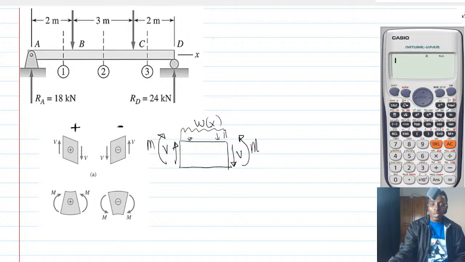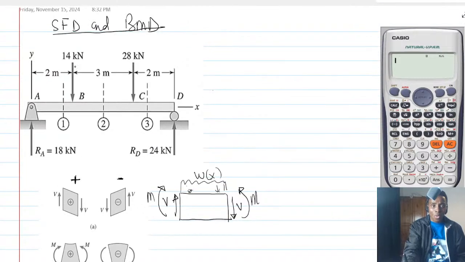Alright, so to be able to draw the shear force and then the bending moment diagram, what do we do? Alright, so let me move on. Sorry. So first of all, I will take a section. So already I have done that for you. I will take a section between A and B. Alright.